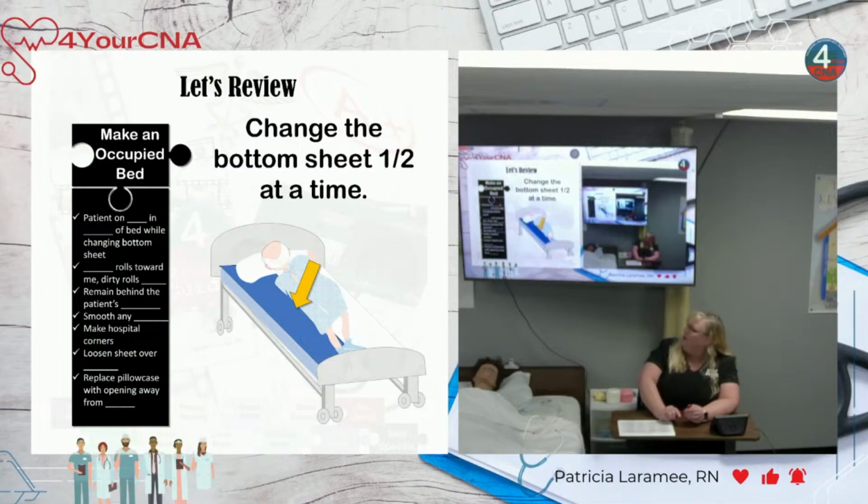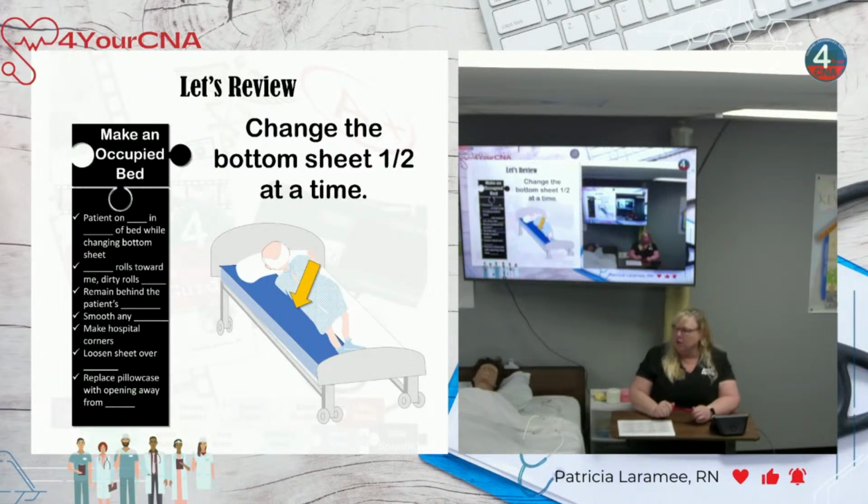All right, making an occupied bed. We're just simply going to change a sheet a half at a time. So get the patient on their side in the middle of the bed. We'll take the dirty sheet and roll it toward the patient because dirty rolls away. We'll take a clean sheet and attach it to the mattress and roll it towards you because the clean rolls toward me. And then you get the patient on their back, go around to the other side of the bed and do it all again.